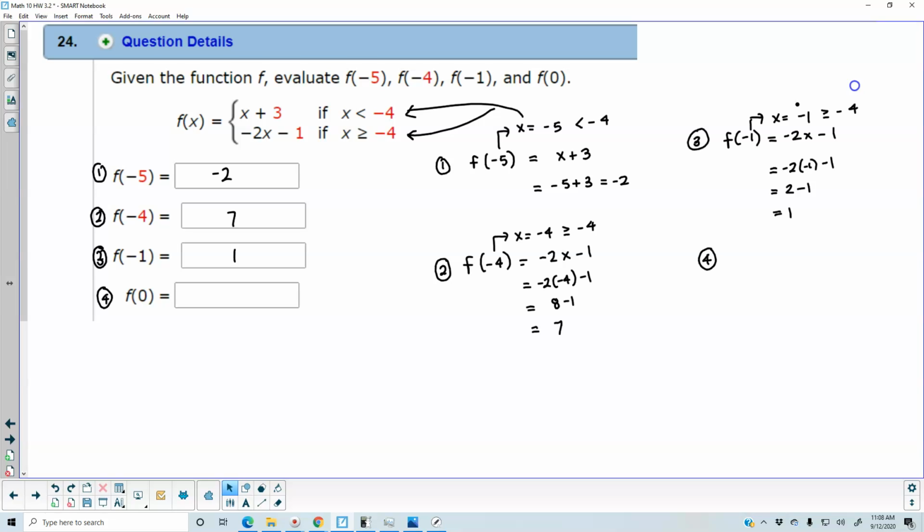Number 4, we have f of 0. So that means when x is equal to 0. Now, is that less than -4 or is it greater than or equal to -4? Well, that number is greater than -4. So we're using the function -2x minus 1. We get -2 times 0 minus 1, which gives us 0 minus 1, which gives us -1. So the output for that is going to be -1.